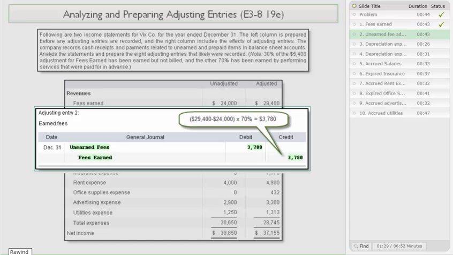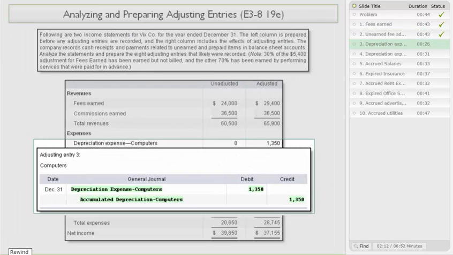The second entry we need to make involves unearned fees and fees earned as well. In this case, we've been told that 70% of the $5,400 adjustment for fees earned related to fees that were earned by performing services that were paid for in advance. And on the screen you see the calculation of the $3,780 adjustment. In this case, we debit unearned fees, reducing the amount that were paid in advance since now they've been earned, and recording the fees earned for the period since they were earned in this period.